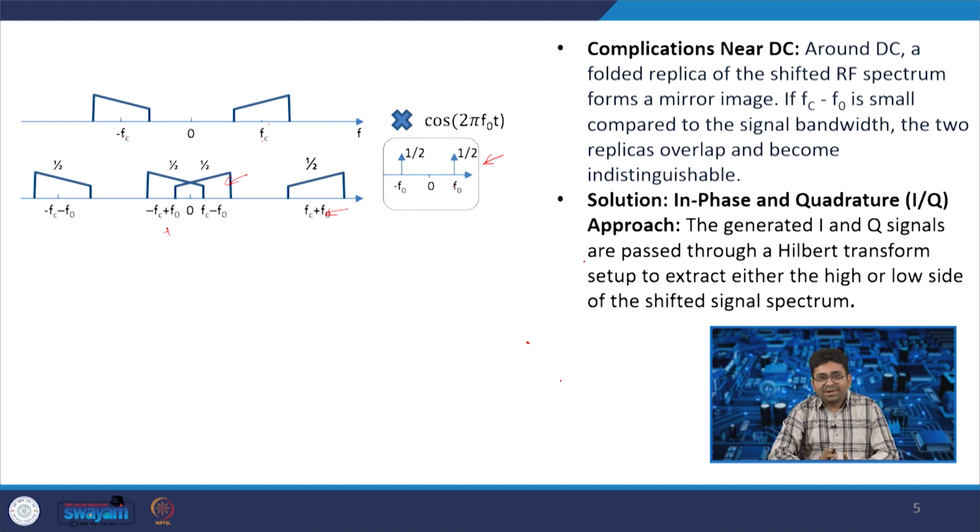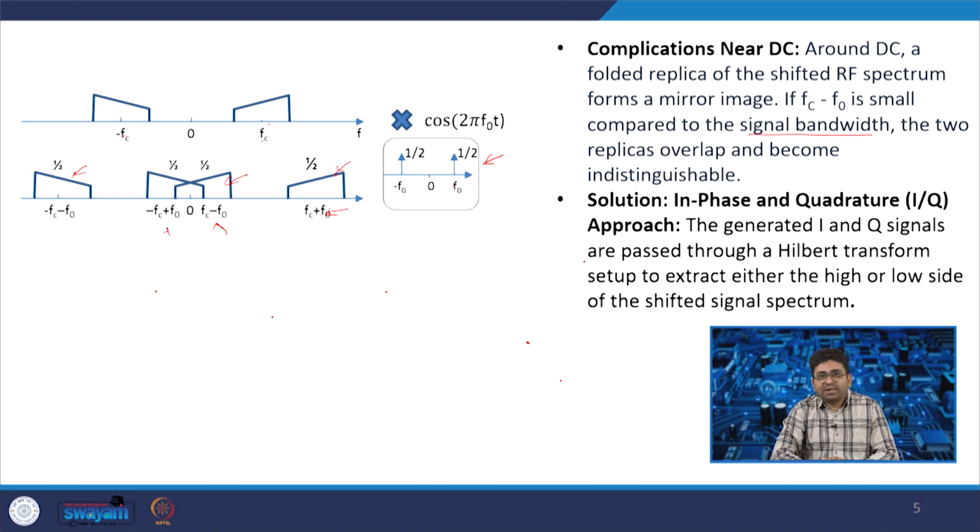Out of that, you are interested only in either f c minus f naught. The higher frequency signal we can filter out. Around DC, a folded replica of the shifted RF spectrum forms a mirror image. If f c minus f naught is small compared to the signal bandwidth, then the two replicas overlap and become indistinguishable. So, what is the solution?